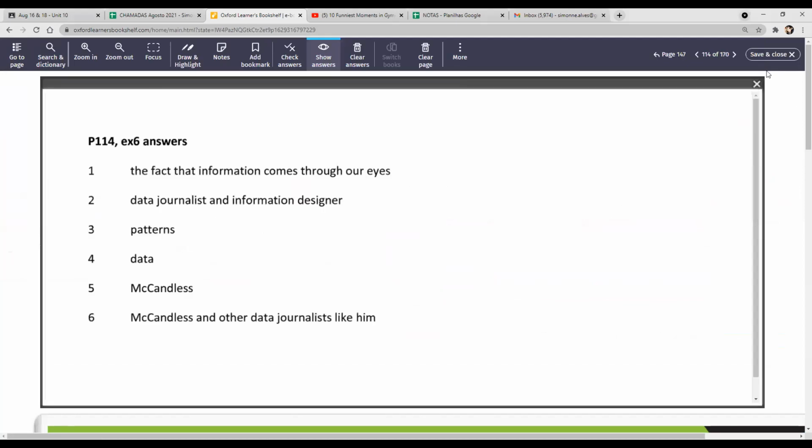Okay, here we have all the possible answers. The first one, you got it there. Data journalist and information designer, the two new jobs. Patterns, data, catalyst, and then, okay.